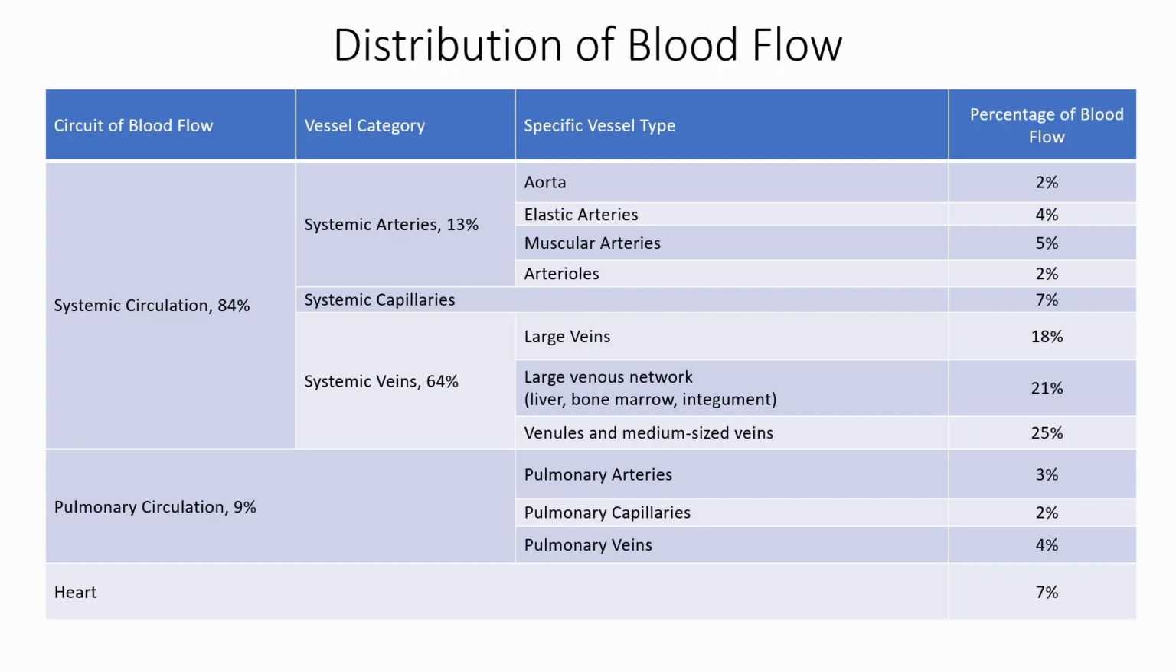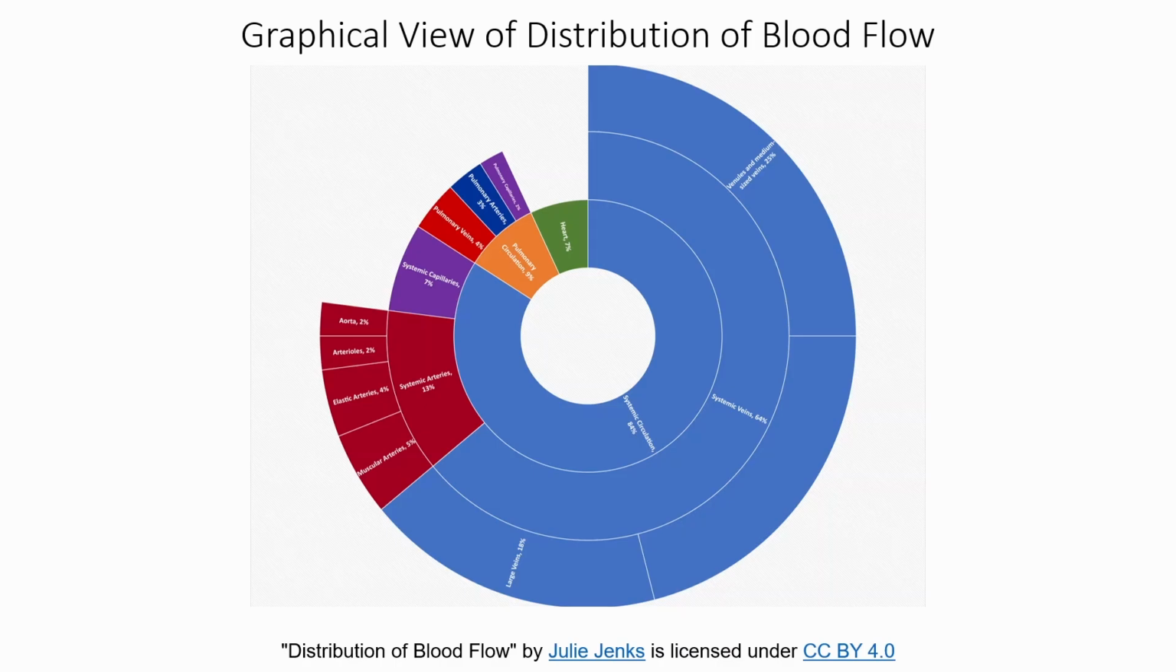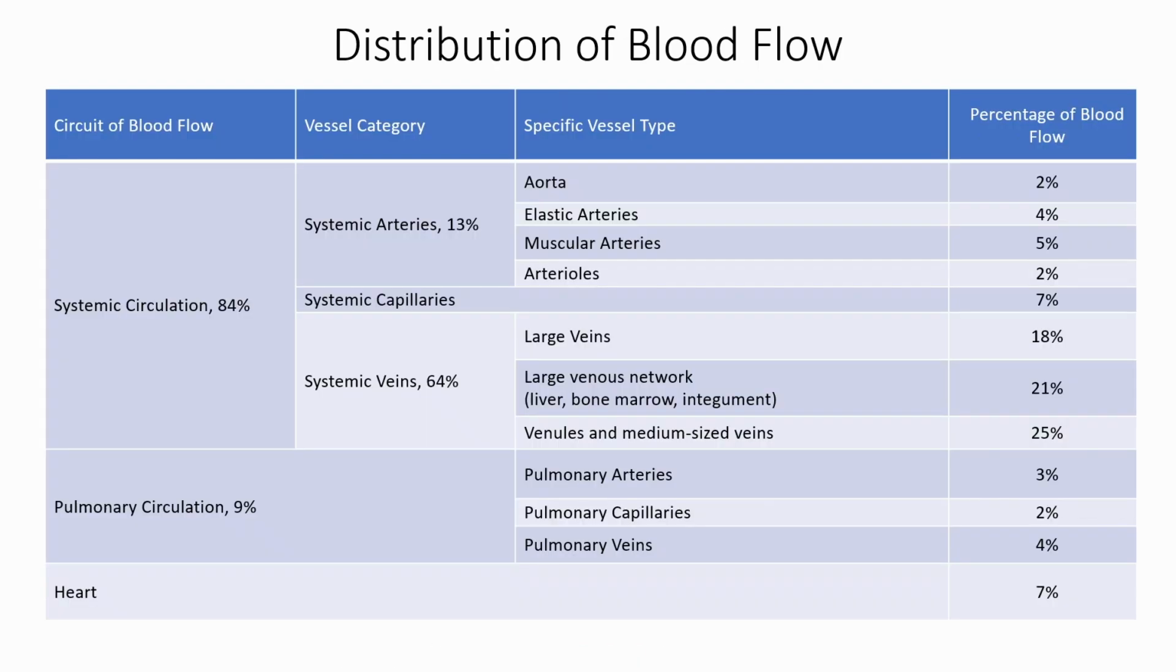So this is just taking that picture we saw on the last slide and putting it in a table format. If you're looking at this picture and you're like, this makes no sense to me, that's okay. This is just that broken down into a table instead. Again, 84% is going to be in your body, 9% roughly in your lungs, 7% in your heart. And when we look at the body, 64% of your blood will be found in the veins. That's a lot of that 84%. So again, over half of your blood is in a vein at any moment.